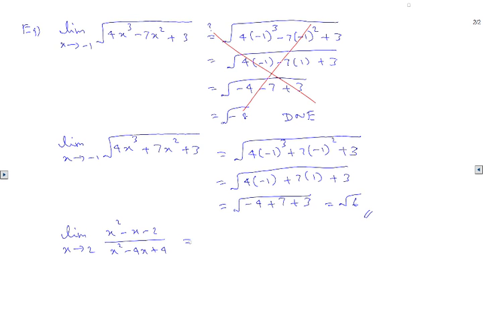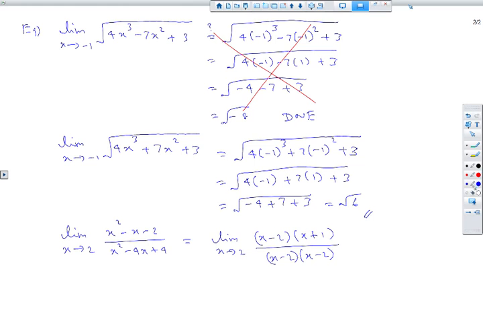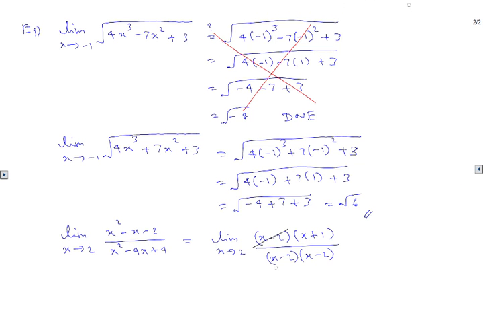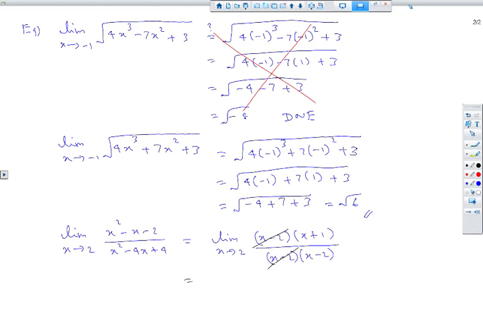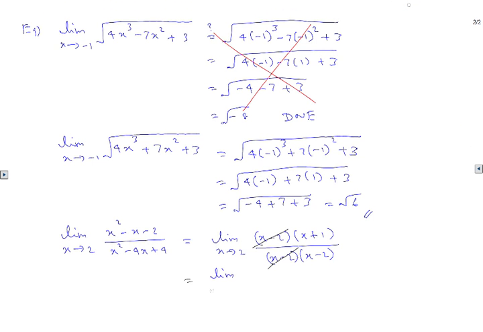So what we can do here is the limit as x goes to 2. What are the factors here? (x minus 2)(x plus 1) divided by (x minus 2)(x minus 2). And then what's going to happen now? You can see that this term gets cancelled. And then you're going to get the limit as x goes to 2 of x plus 1 over x minus 2.